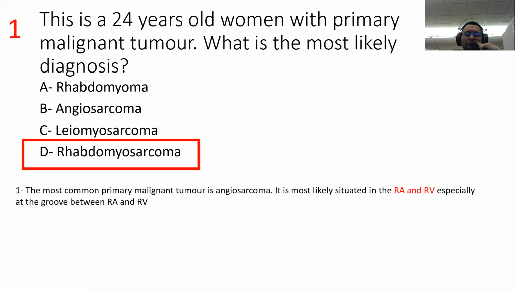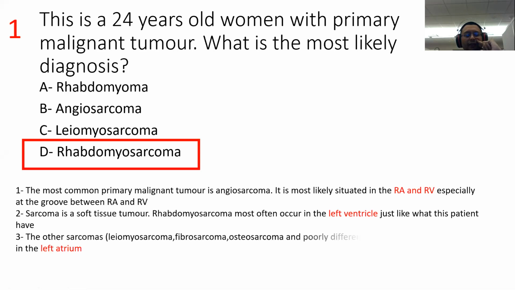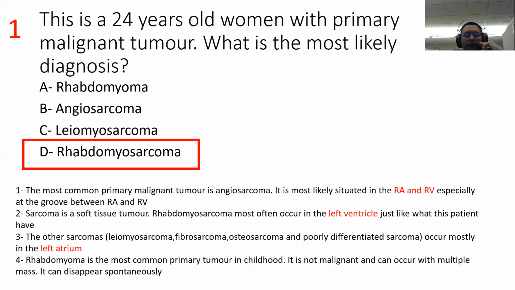So the most common primary malignant tumor of the heart is angiosarcoma. It is most likely situated in the RA and RV, especially at the groove between right atrium and right ventricle. Sarcoma is a soft tissue tumor. Rhabdomyosarcoma most often occurs in the left ventricle, just like what this patient has. The other sarcomas, leiomyosarcoma, fibrosarcoma, osteosarcoma, and poorly differentiated sarcoma, occur mostly in the left atrium. Okay, so that is rhabdomyosarcoma.